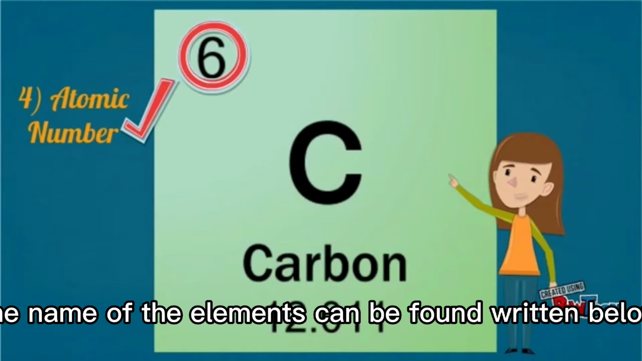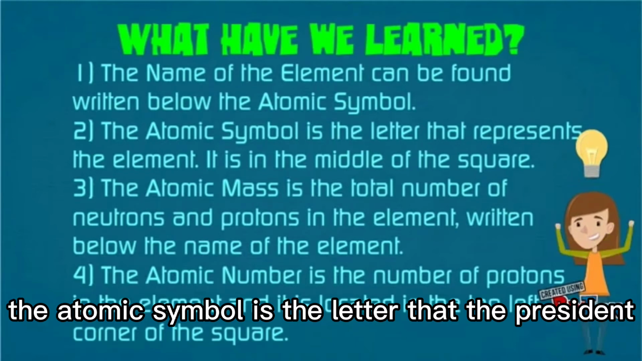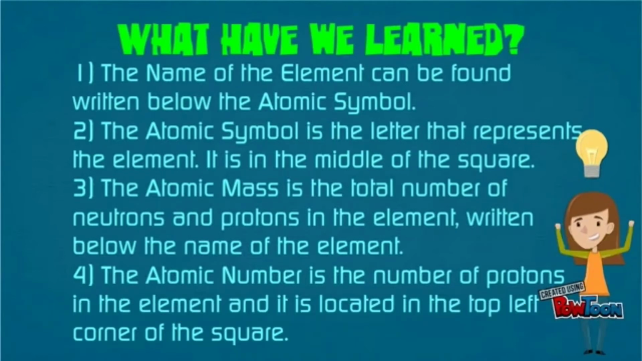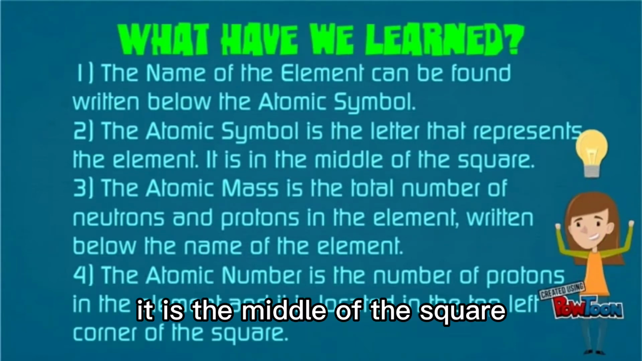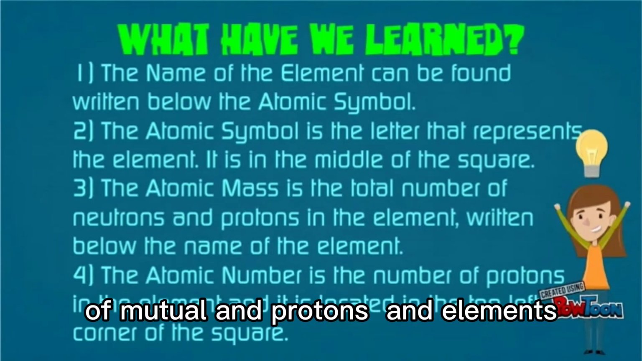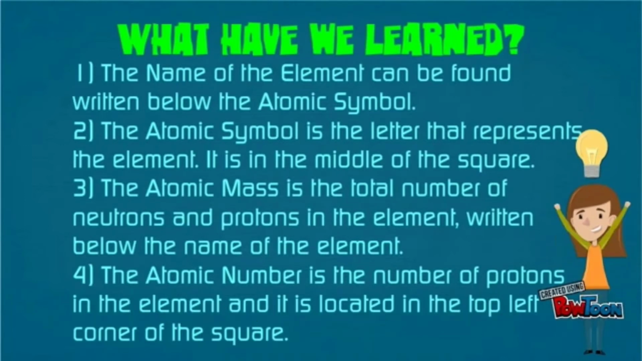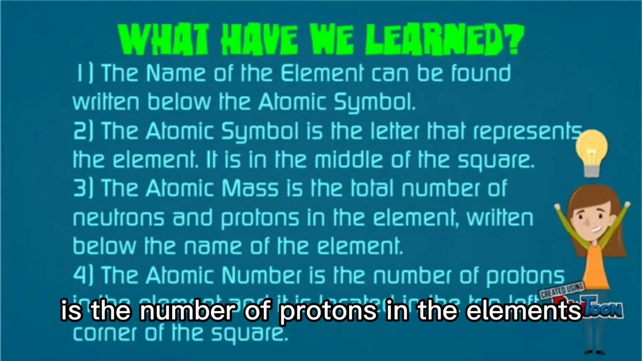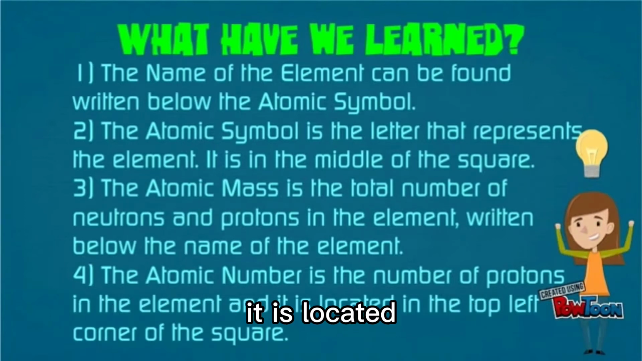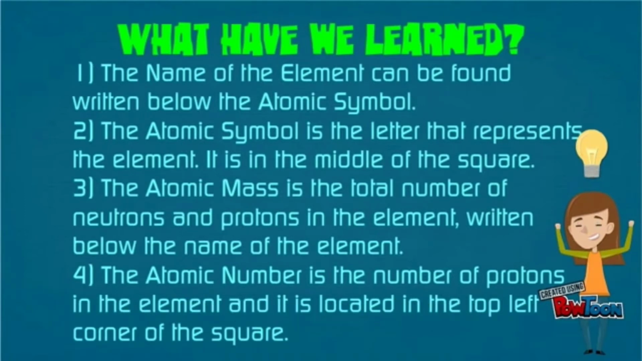The name of the element can be found written below the atomic symbol. The atomic symbol is the letter that represents the element. It is in the middle of the square. The atomic mass is the total number of neutrons and protons, written below the name of the element. The atomic number is the number of protons in the element. It is located in the top left corner of the square.